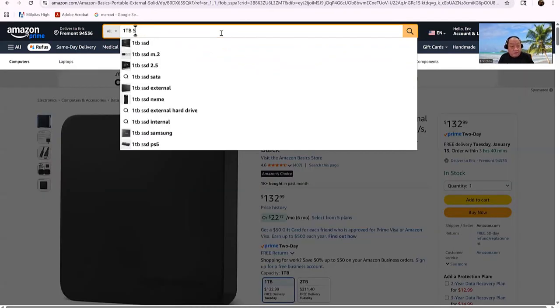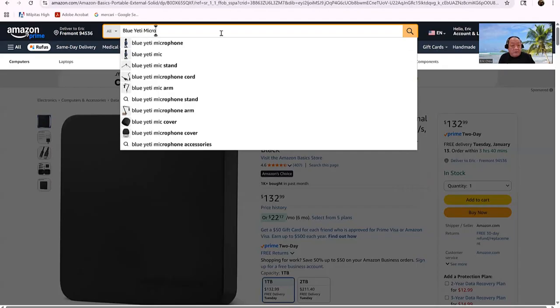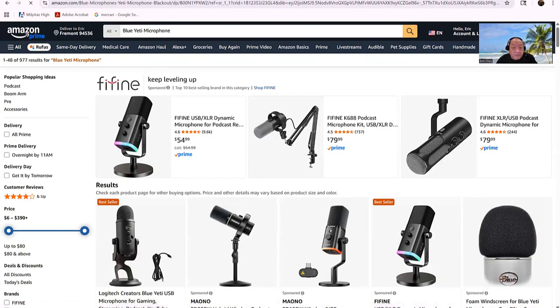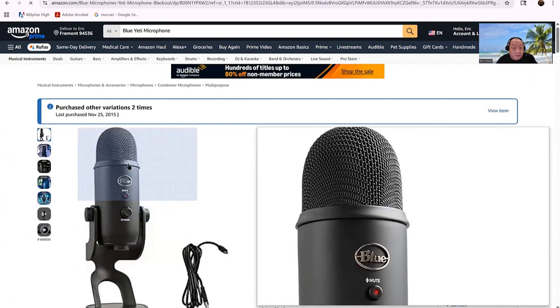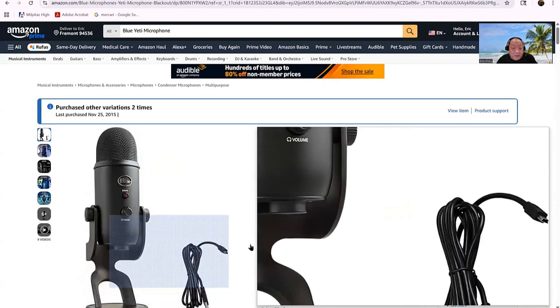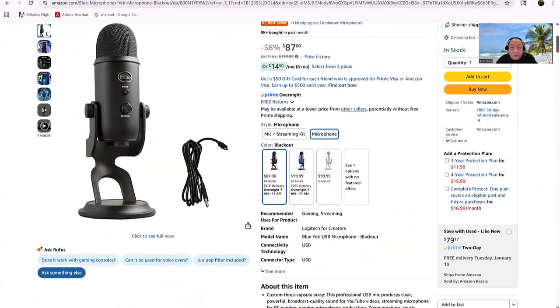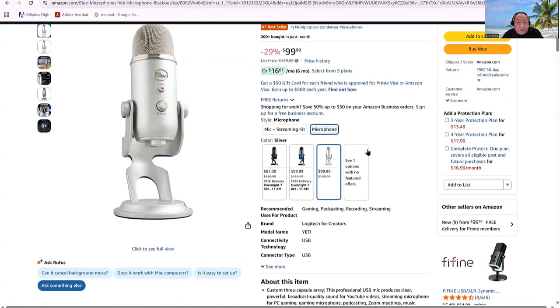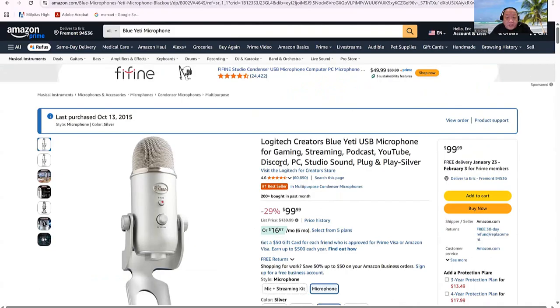So this one, we call it the Blue Yeti microphone. The Blue Yeti microphone is used by a lot of online teachers like me, or some presenters on the internet, TV presenters or YouTubers. I got this silver one. These different devices will sense the data from the audio signal to digital and then send it. It is used for YouTube, gaming, streaming, Discord, PC, studio sound. You see that?